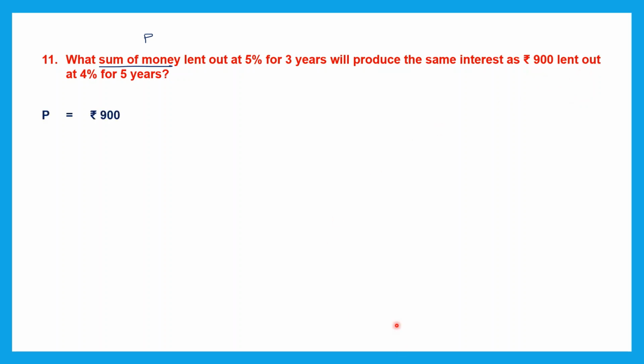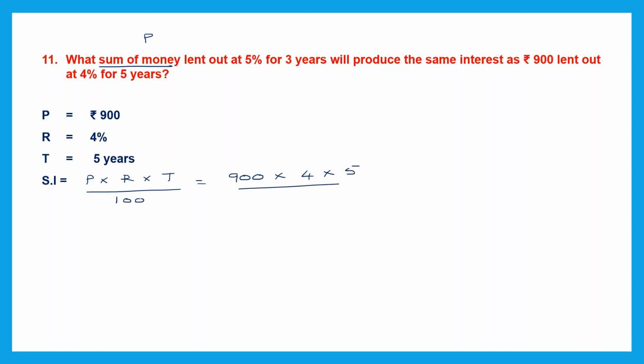That is, principal for the second part is 900 rupees. The rate of interest here is 4% and the time is 5 years. Now to find simple interest, we have to find simple interest. And what is the formula to find simple interest? Principal into rate into time divided by 100. This will give us a simple interest. So principal is 900 rupees, rate is 4% and time is 5 years. All this divided by 100 will give us a simple interest.